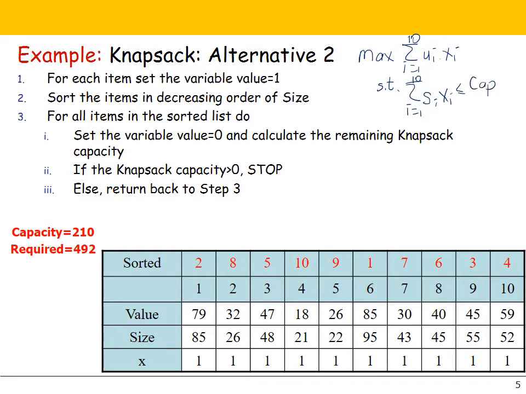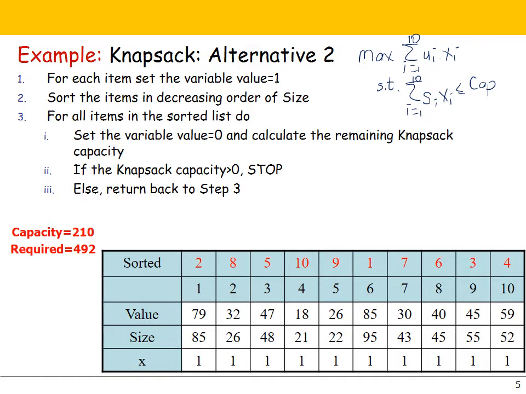Okay, so in the previous alternative we sorted the items with respect to their values, and starting from the largest one we tried to place them into our knapsack. In the second version, look, we start by setting the variable value of each of the items equal to 1. You can see it from this table. We set each one of them equal to 1.